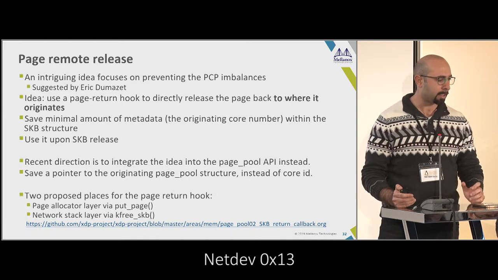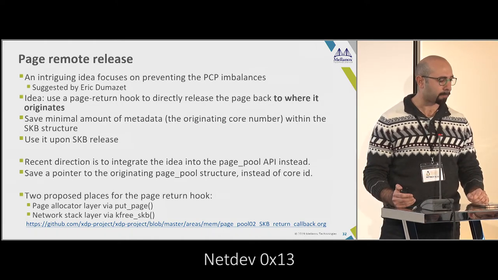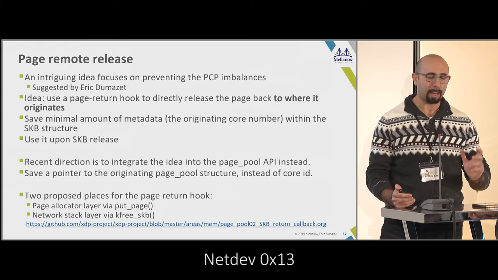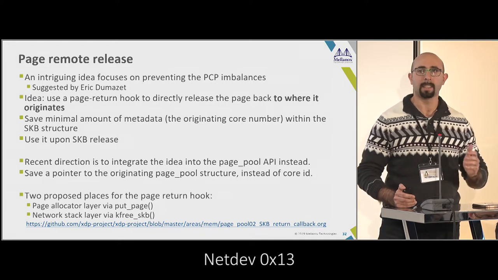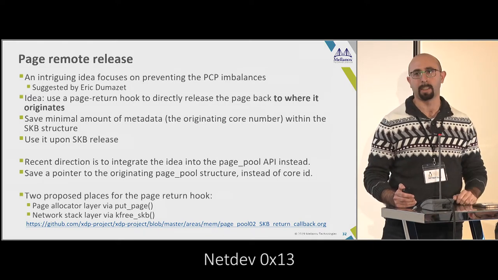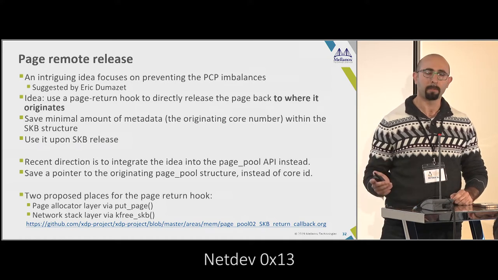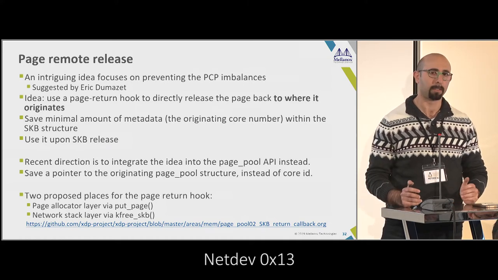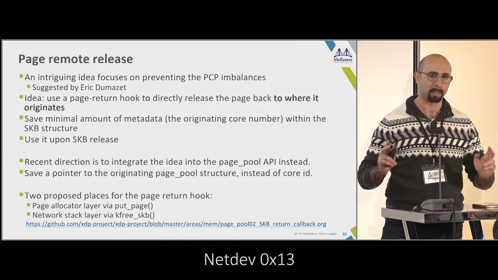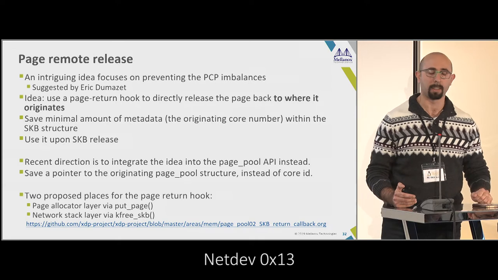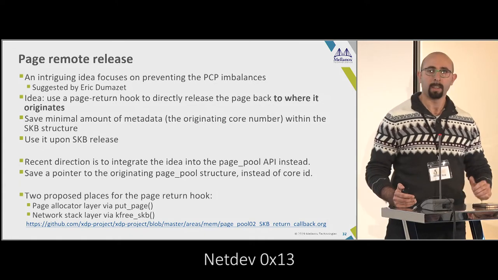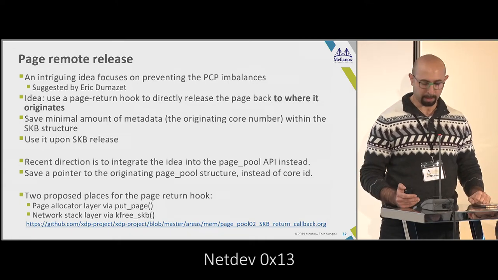So the idea is to have some page return hook to release the page directly to its originating PCP from the remote PCP, from your working PCP, which is the remote one because you probably moved to the original PCP. This way, you keep the PCPs balanced.